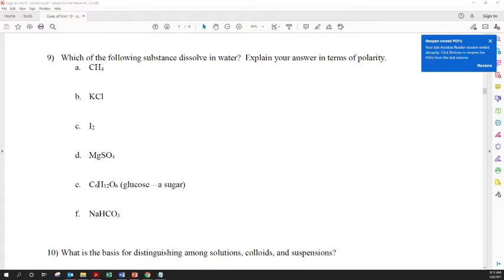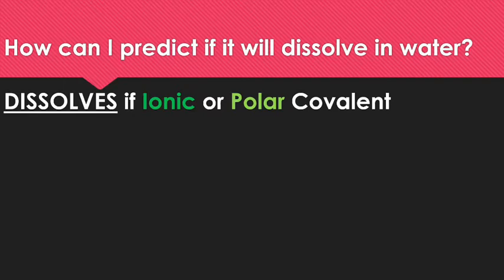So, coming over here, telling if something dissolves: it is either going to be an ionic compound or a polar covalent compound. Those are the only types of compounds that will dissolve in water, specifically, because ionic compounds are super polar and polar covalent compounds are polar. It's only non-polar compounds that do not dissolve.